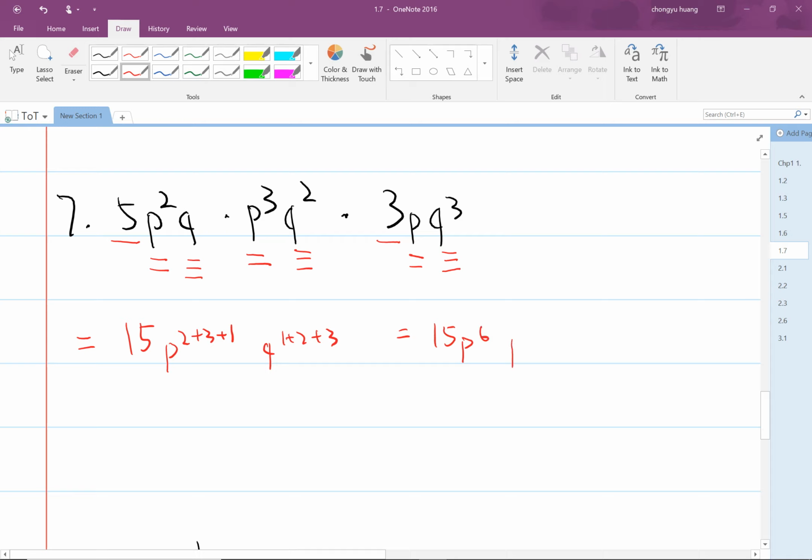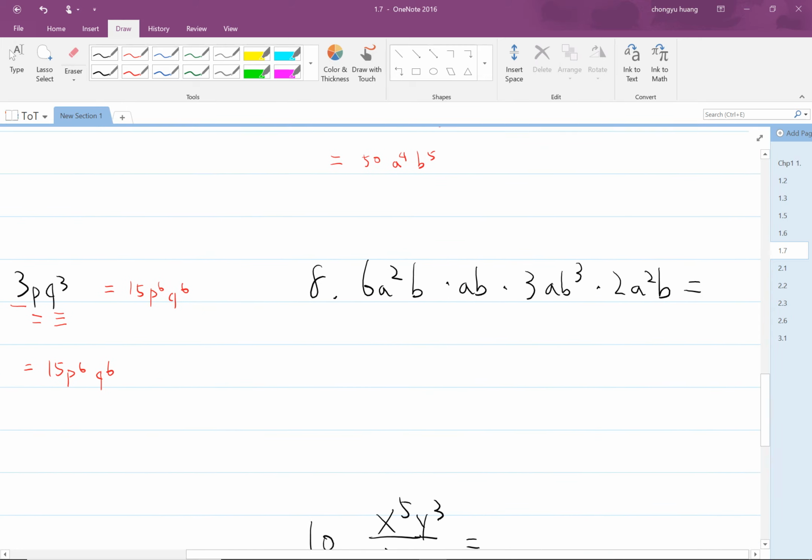And then what about q? 1 plus 2 is equal to 3, 3 plus 3 is equal to 6. So that's the solution for this question: 15 p to the power 6, q to the power 6.